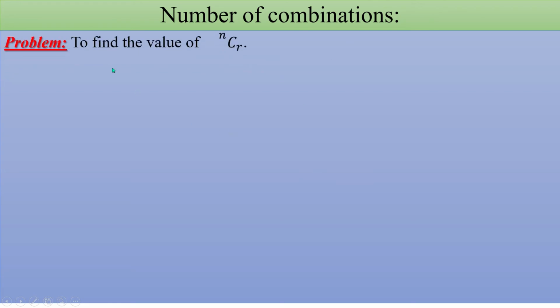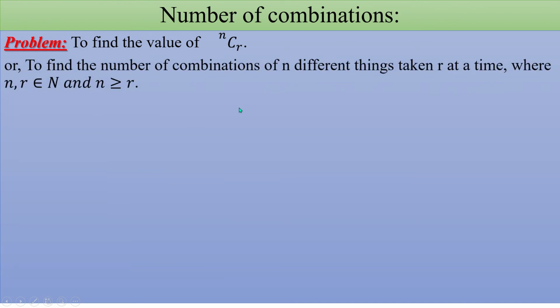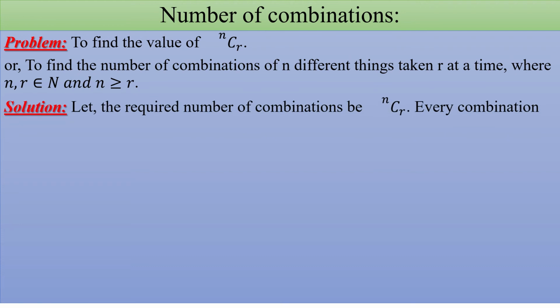Number of combinations. To find the value of nCr, or to find the number of combinations of n different things taken r at a time, where n, r belong to natural numbers and n is greater than or equal to r. Solution: let the required number of combinations be nCr. That means we have to find the value of nCr.